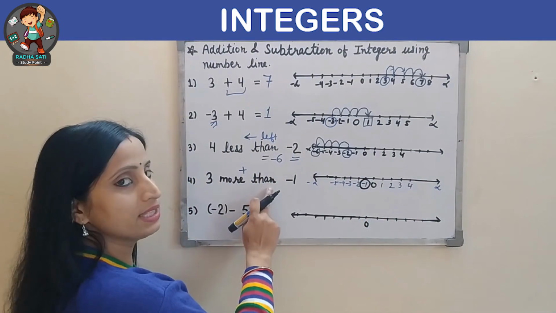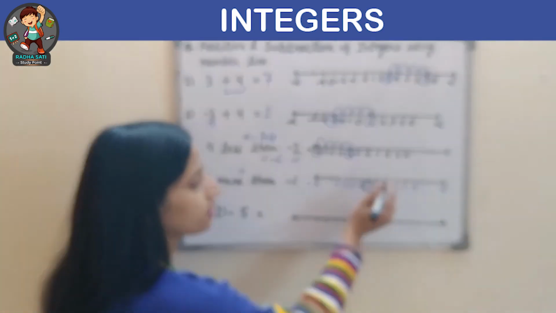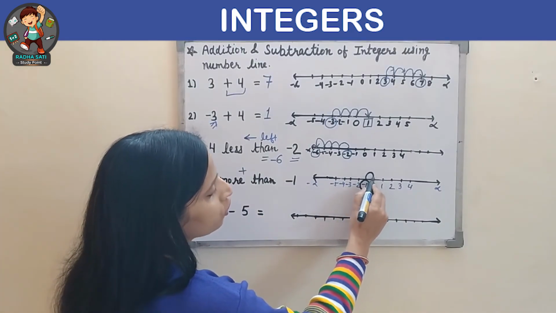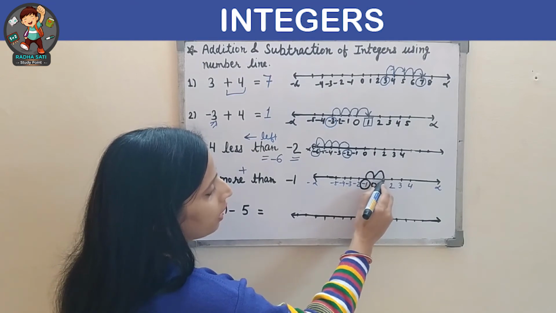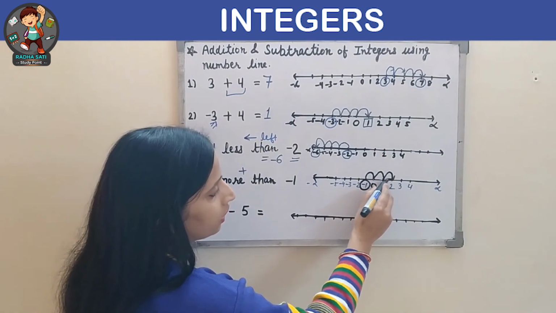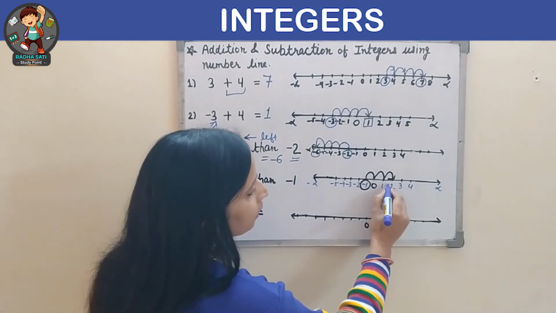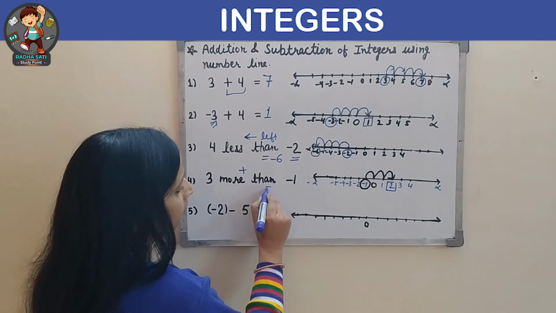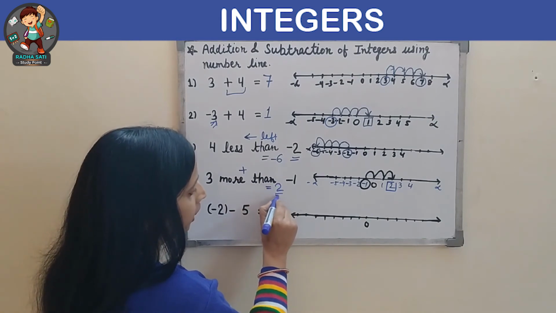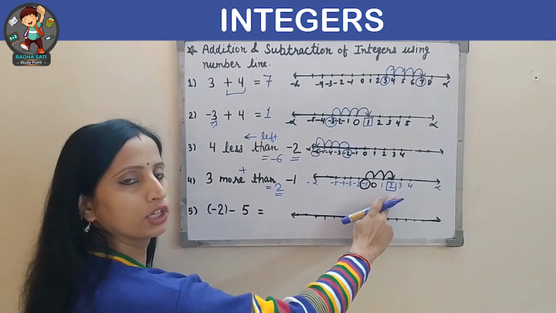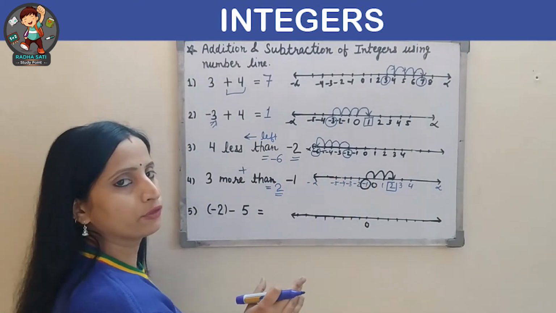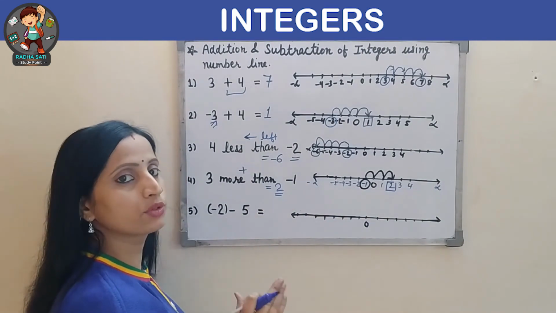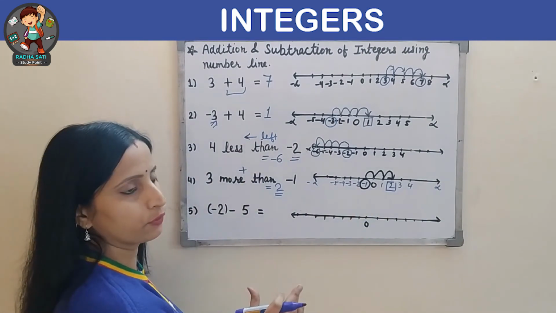Now more than means we will take 3 jumps rightwards. After minus 1, 3 jumps. 1 jump, 2 jump and 3 jump. So in 3 jumps we reach at 2. So this means our answer will be 2. 3 more than minus 1 will be 2. So whenever you have to add, always remember we will shift rightwards. Whenever you have to subtract, shift leftwards.